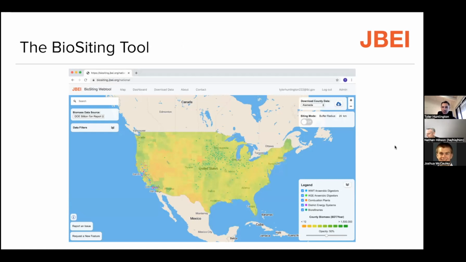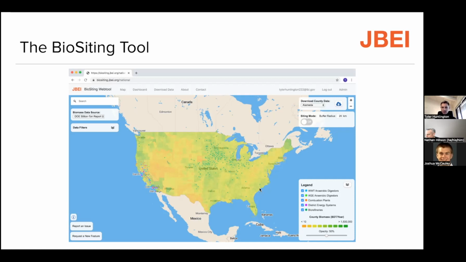If you've ever used Google Maps, it'll feel very familiar. But this is specific to mapping out biomass resources across the United States, both in terms of resource availability, so things like feedstock amounts for different types of biomass feedstock, and actually other potential feedstocks such as municipal solid wastes, manure. It spans beyond just biomass as we think about it typically at JBEI.